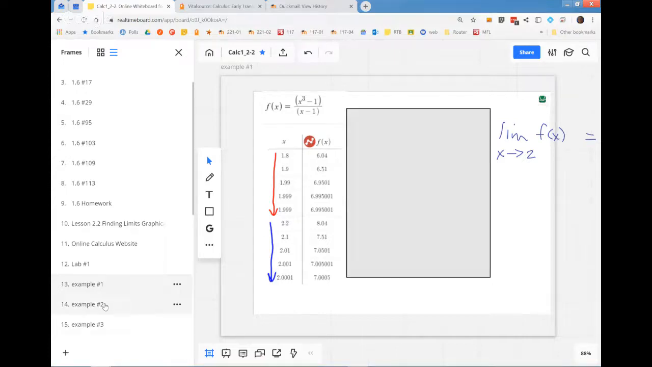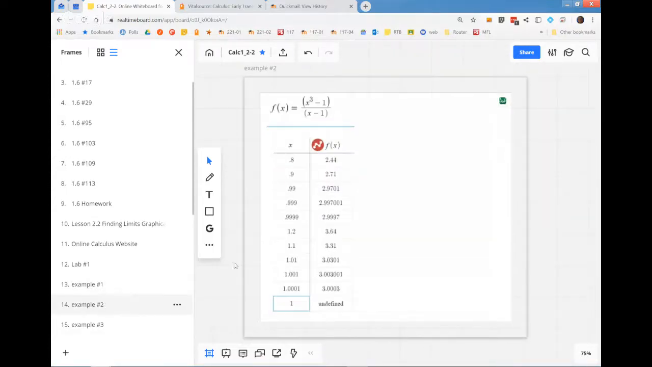Let's take a look at our second example. This is actually the same function, but what's different here? Look in the table. When you look in the table, you see how this time my x's are approaching what? Instead of 2, you see how it's getting closer to 1? And on the other side, we're approaching 1 too, just a little bit above 1.